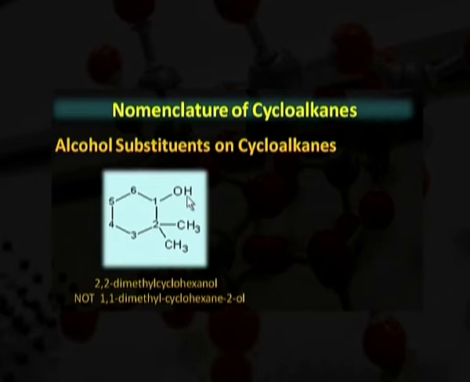So, we are using ol for alcohol groups, and if we are using 1-dimethylcyclohexan-2-ol, means if we are saying that this is the carbon number 1 and this one is the carbon number 2, then it will be a wrong description of this structure.